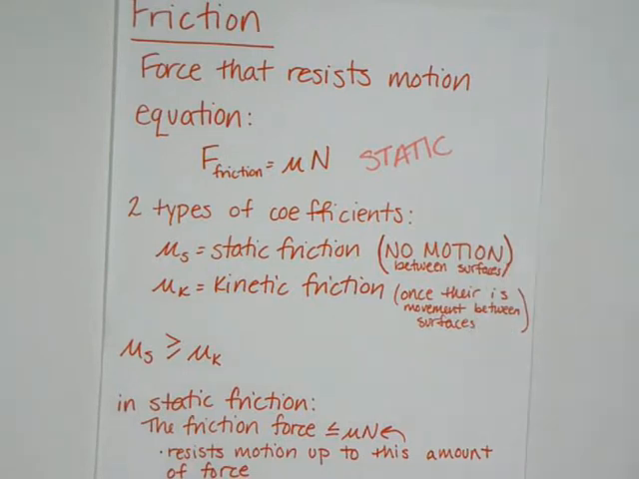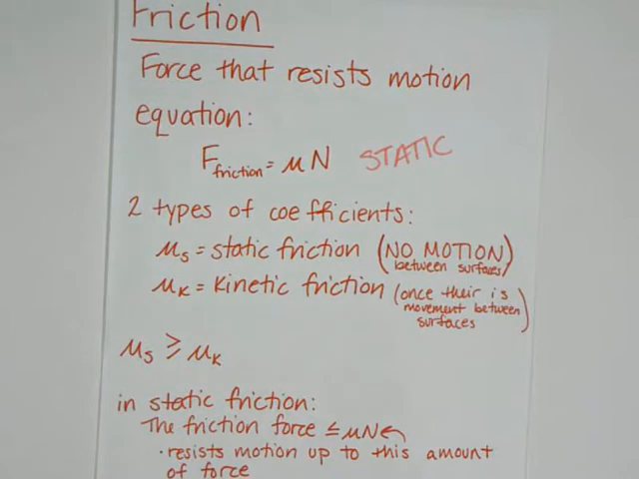point. To note about the coefficients, the coefficient of static friction is always greater than the coefficient of kinetic friction. And this makes sense because static friction is when there's no motion, so you have to apply more force to get the object moving in order to overcome the force of static friction.